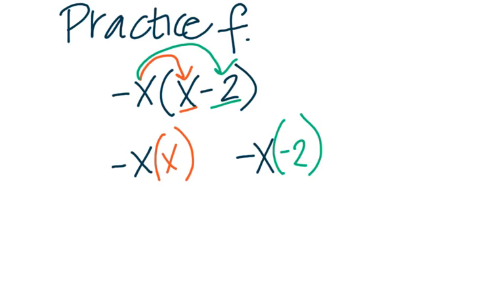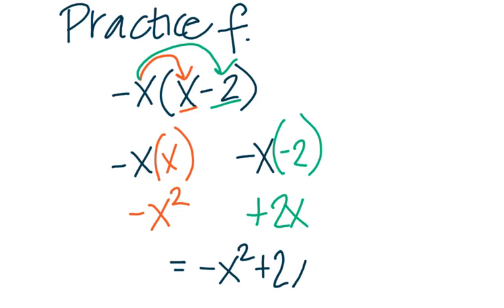A negative x times x gives me a negative x squared. A negative x times negative 2 gives me a positive 2x, because a negative and a negative becomes a positive, and that's a 2x. I push them together, and I get negative x squared plus 2x.